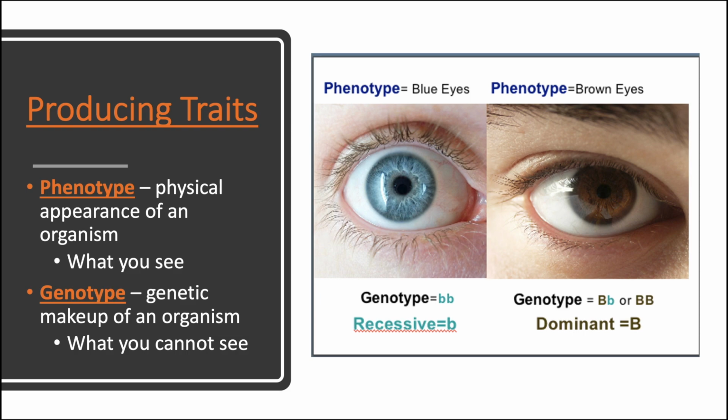Now, these alleles are going to produce two different things, a genotype and a phenotype. A phenotype is a physical appearance, such as eye color. You can see that someone has blue eyes, brown eyes, green eyes, hazel eyes. But a genotype is something that you cannot see. This is the genetic makeup of an organism, such as little b, big B, big B, big B, little b: homozygous dominant, heterozygous dominant, homozygous recessive. I cannot see those things. A phenotype is a physical appearance.